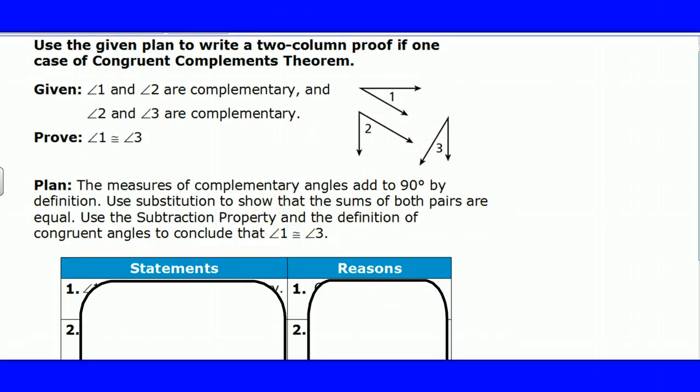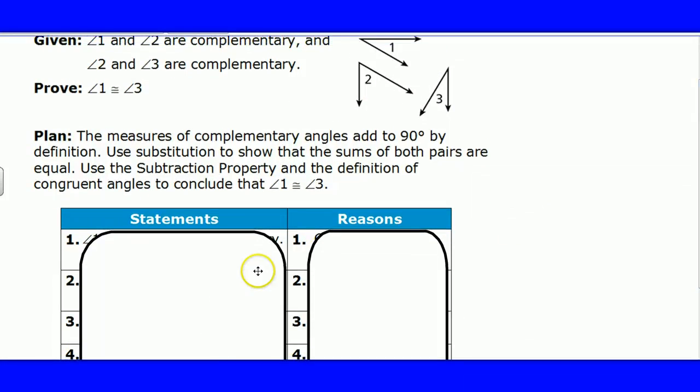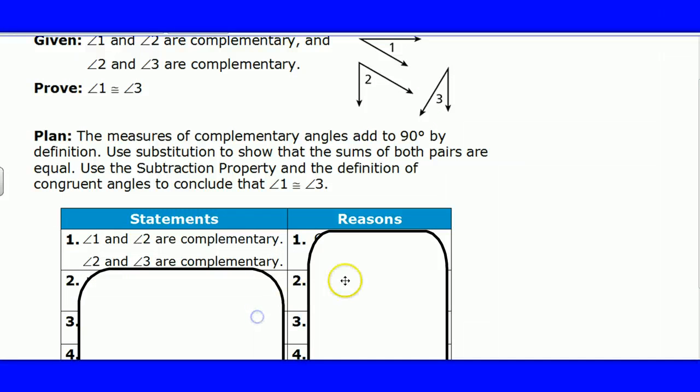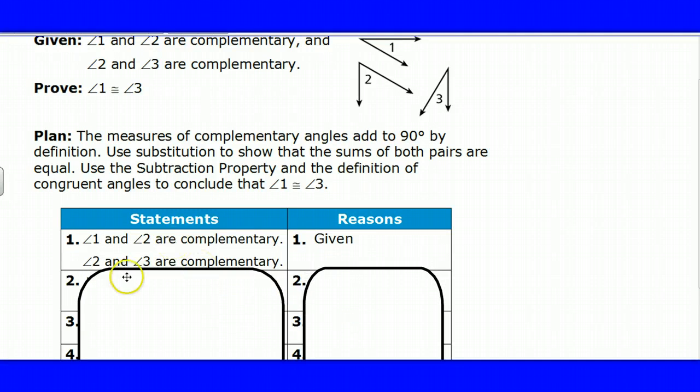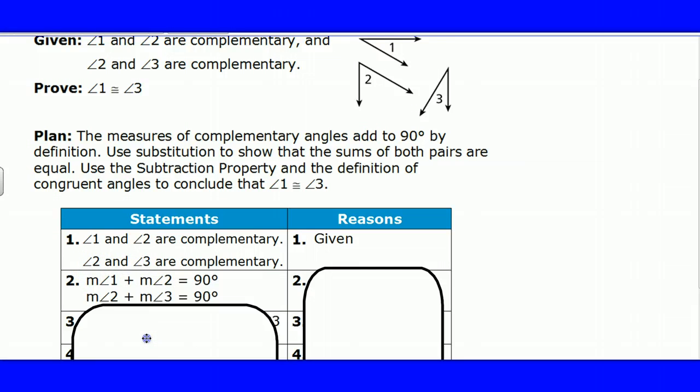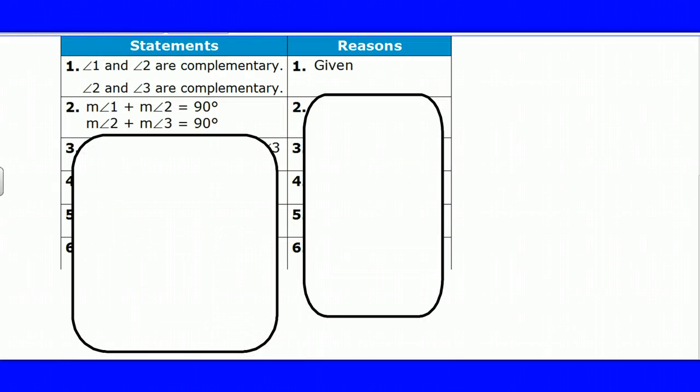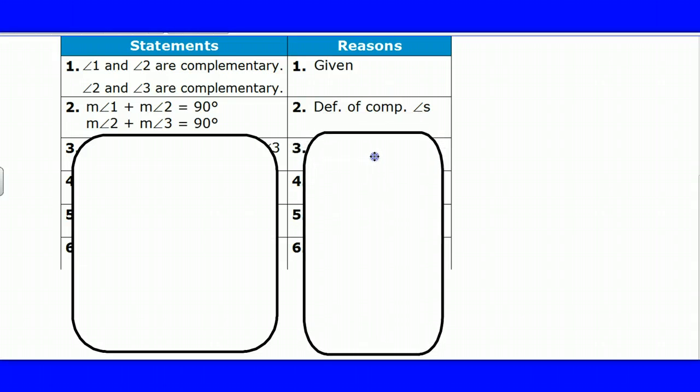So, first step, I'm sure you have the given information, right? There it is. Okay, so once you have the given information, we use that to say something in the next step, right? So, because angle 1 and angle 2 are complementary, what can we say? The measure of angle 1 plus the measure of angle 2 equals what? 90 degrees, right? Same is true for the measure of angle 2 plus the measure of angle 3. And why can we say that? Because that's the definition of complementary angles.